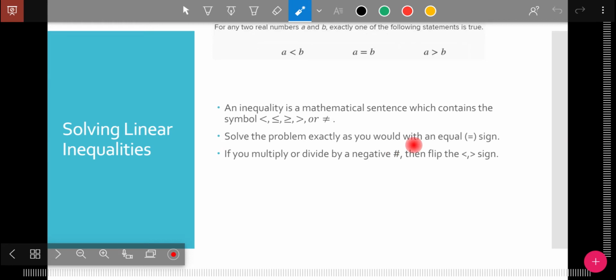This note here is important. You're going to basically pretend like you have an equal sign, and solve the problem exactly like you would if you had an equal sign. The only difference is right here. If you multiply or divide by a negative number, then you have to flip the sign. It doesn't matter if it's "or equal to" or not. If it's got a less than or greater than sign, you have to flip it.